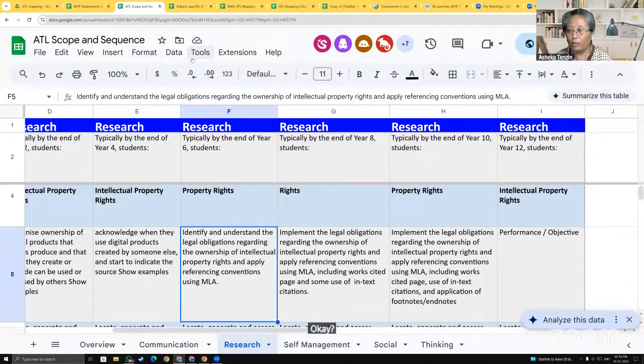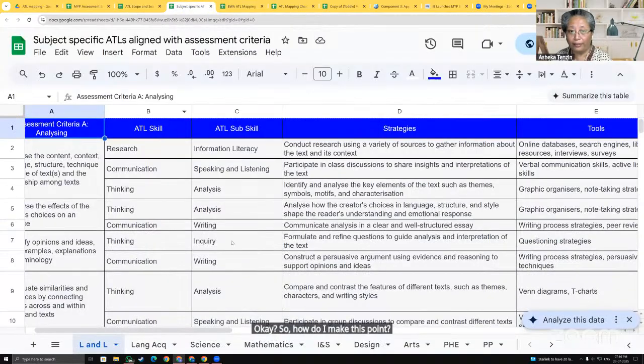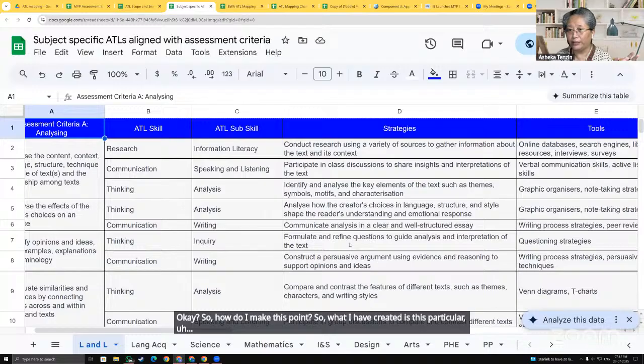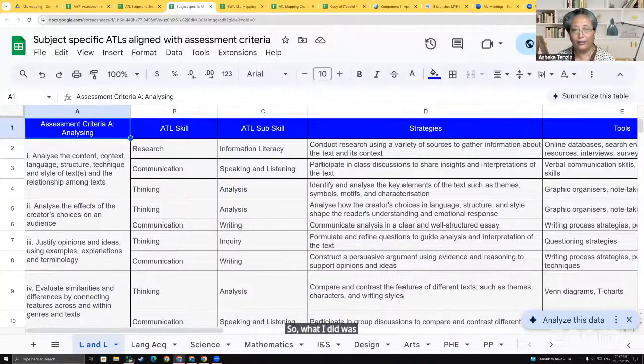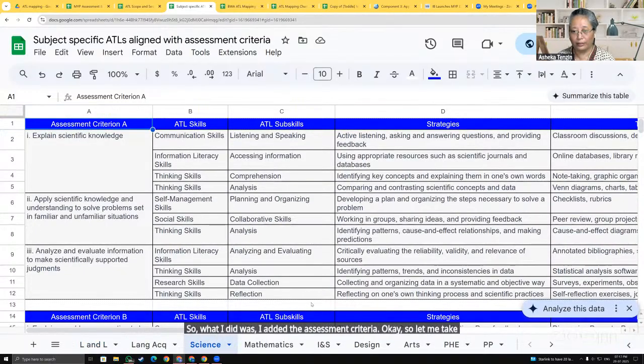So how do I make this point? What I have created is this particular sheet. When ChatGPT was very new, I was very excited to use it, and I created this spreadsheet. I added the assessment criteria. Let me take science because I teach science. It is easier for me to explain.